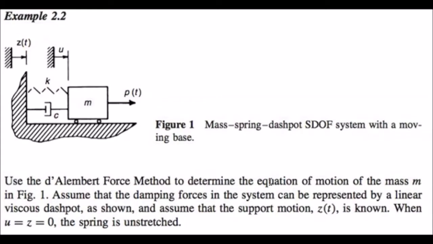to determine the equation of motion of our mass m in this figure, assuming that the damping force of the system can be represented by a linear viscous dashpot as shown. They want us to assume that the support motion, or z of t, is also known, and they tell us that when u is equal to z is equal to 0, the spring is going to be unstretched.